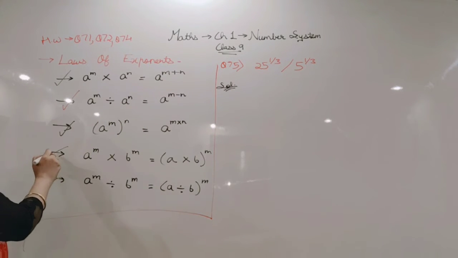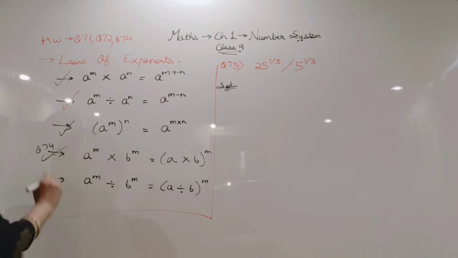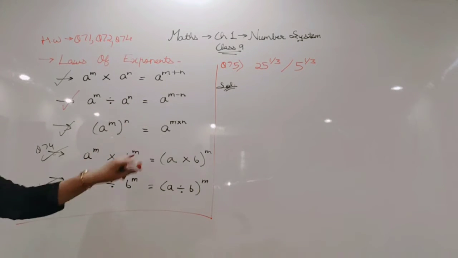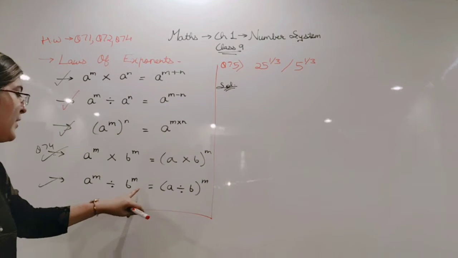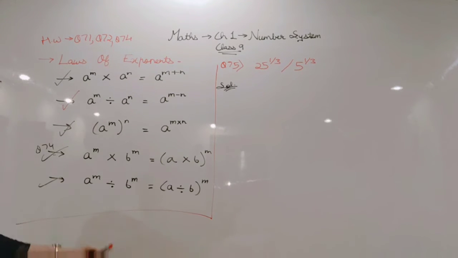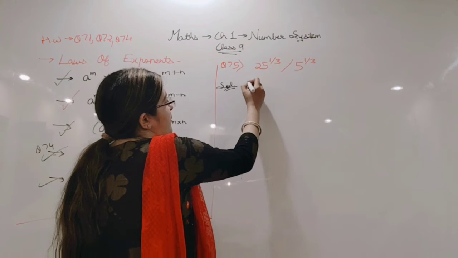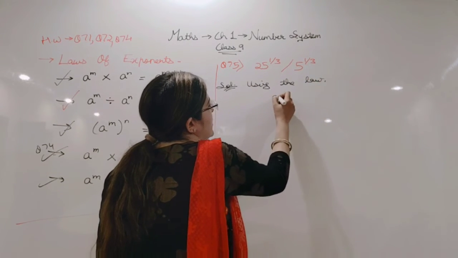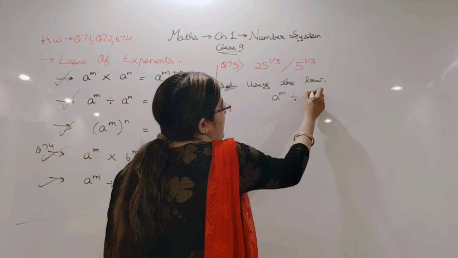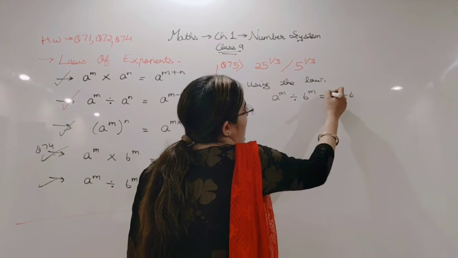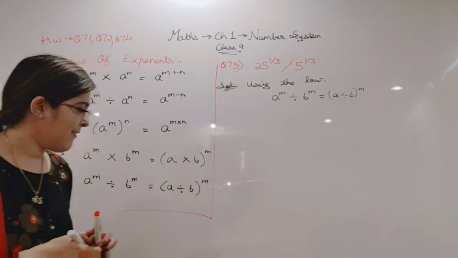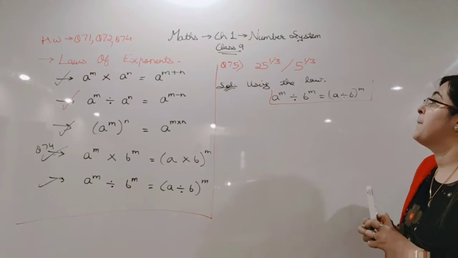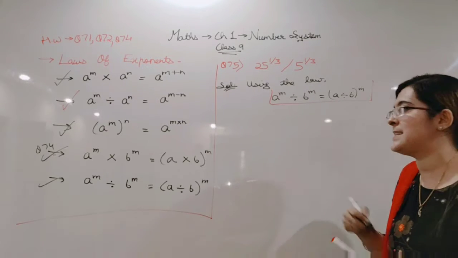So this property will be applied in question 74, you can do it on your own. In this question, what property will be applied? Since the exponents are same and bases are different and there is a division sign, what property will we apply? Using the law, which law will we use? a to the power m divided by b to the power m gives a divided by b, whole to the power m. Okay, why are we using this fifth property? Because the bases are different and the exponents are same.